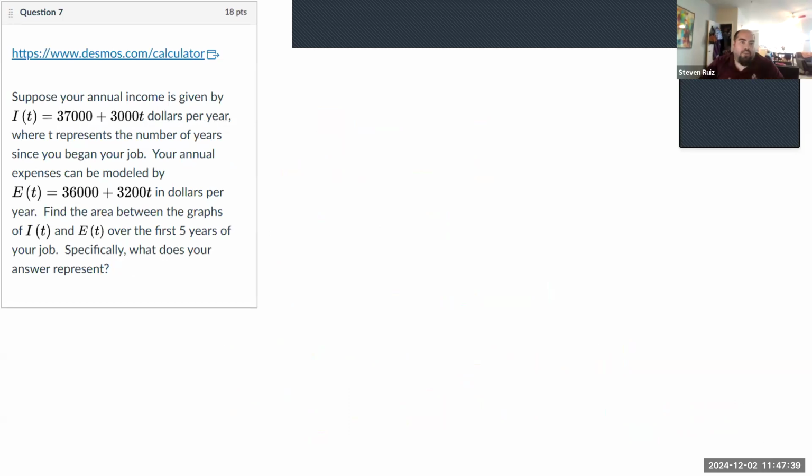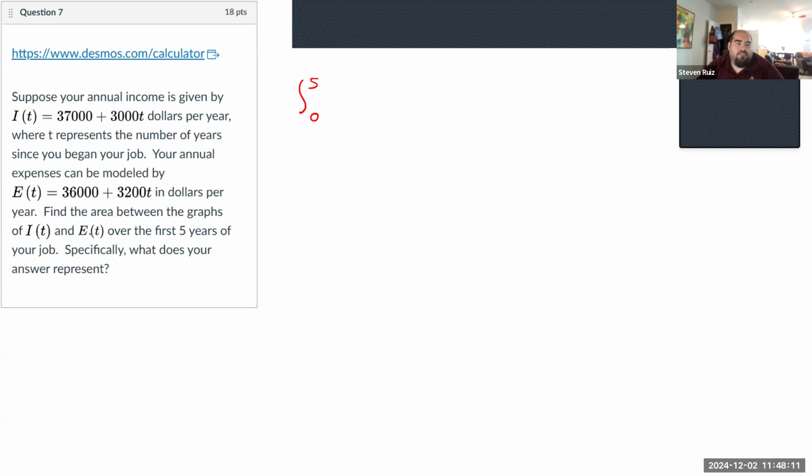All right, suppose your annual income is given by this function I, and your annual expenses can be given by E. Find the area between the graphs of I and E over the first 5 years. All right, so we'll do that first. So I want to find the area over the first 5 years of my job. The way I find the area between curves is with an integral.